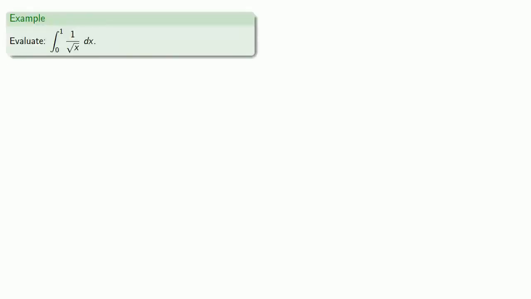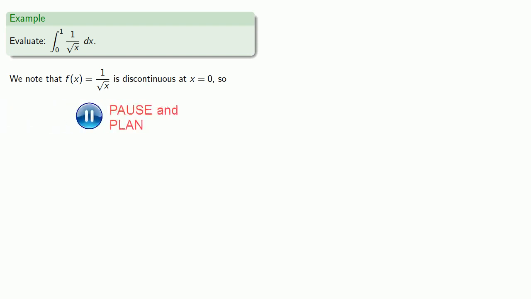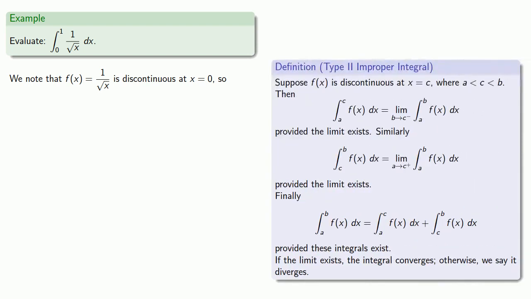So let's say we want to find this integral. We note that f of x equals 1 over square root of x is discontinuous at x equals 0, so we have a type 2 improper integral. Now, since our lower limit is the point of discontinuity, we'll limit around that, and so we'll take our limit as the lower bound goes to 0 from above.